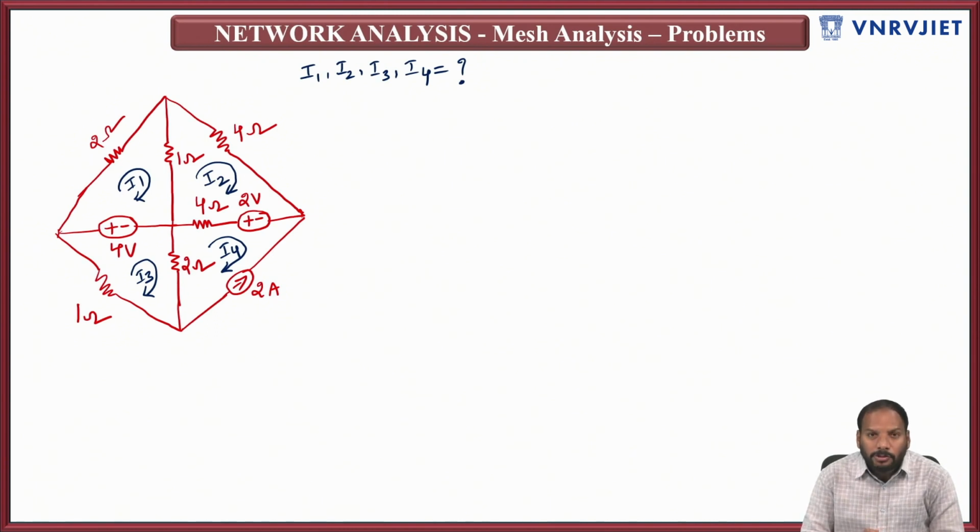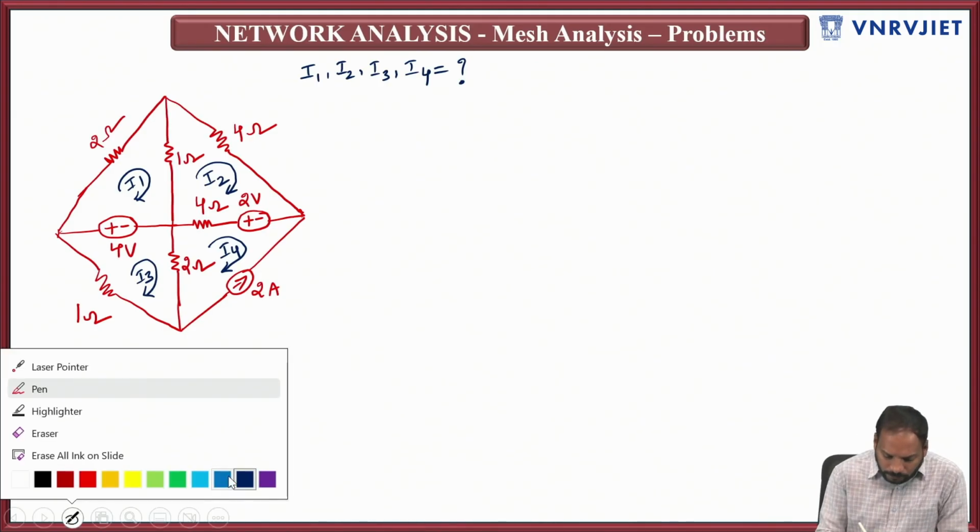And there are no dependent sources in this problem. So this is not a case 3 problem. It is not a case 2 problem. So it is a straightforward case 1 problem. That means simply we need to apply KVLs in the loops and get the equations. And upon solving them, we will be getting the values of I1, I2, I3, and I4.